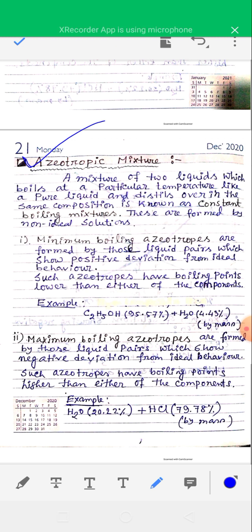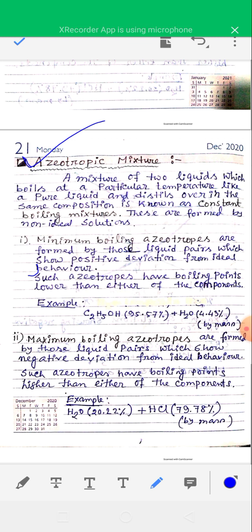These are mixtures of two liquids. Okay, and this azeotropic mixture boils at the same temperature. Both components of such an azeotropic mixture start boiling at the same temperature like a pure liquid. So a mixture of two liquids which boils at a particular temperature like a pure liquid and distills over in the same composition is known as a constant boiling mixture, and these are formed by non-ideal solutions.